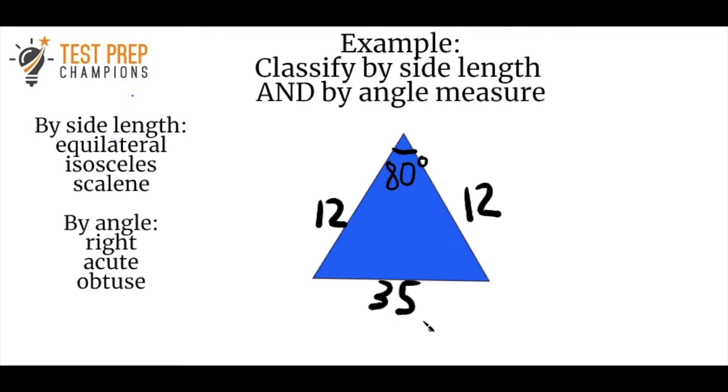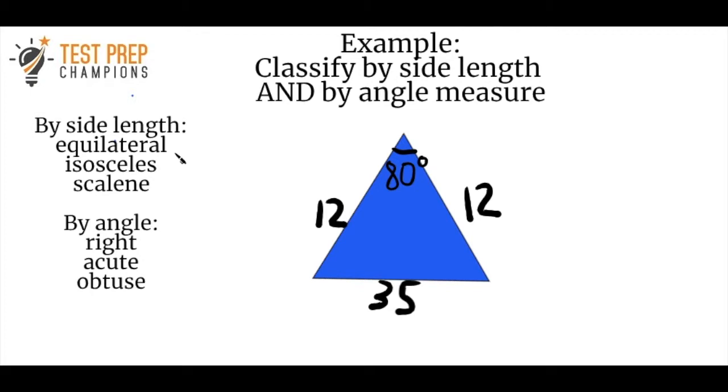Okay, so hopefully you just had a chance to try this, and so we're going to go over how to do it. We want to classify it by side length and by angle. So for side length, let's start there. First of all, for it to be an equilateral triangle, how many side lengths have to be equal? Well, we need all three to be equal, right?